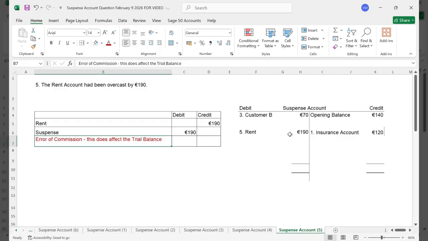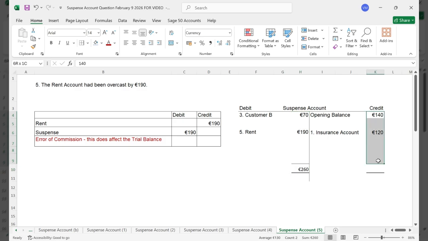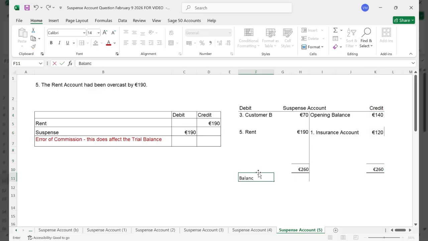And the last one, you're decreasing your rent, so it has to be a credit, with a corresponding debit in the suspense account in here. At this stage, if we add up this side here, we get 260. Add up this side here, 260. So our balance in the suspense account is 0. We fixed all the errors.